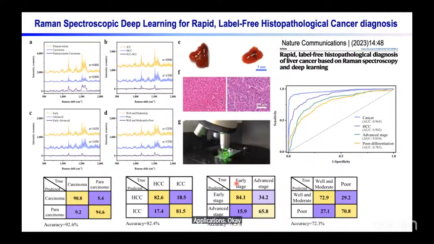Okay, so the next application is Raman combined with histopathology for cancer diagnosis. Essentially, this is Raman imaging. You have an image, and each pixel of the image corresponds to a particular position on the tissue. That position can be shone on by a laser beam, and then you can measure the Raman shift due to the laser beam.